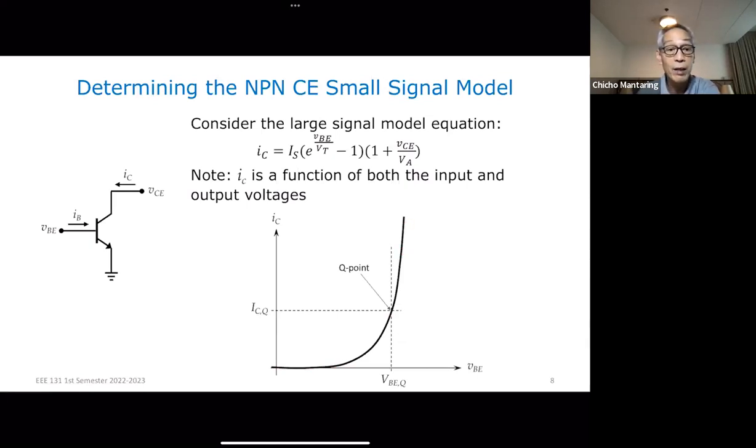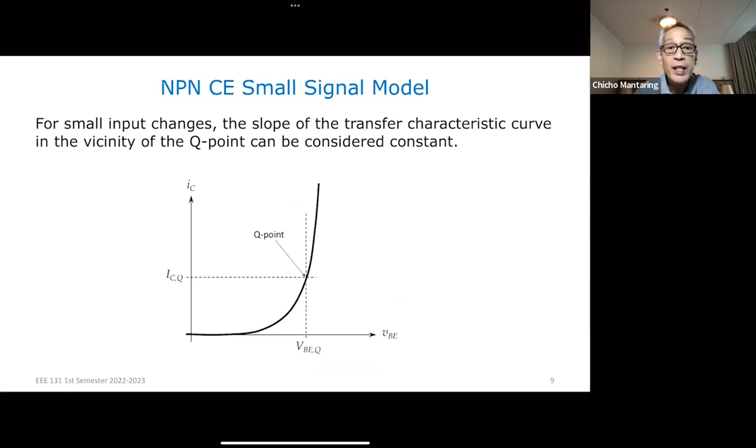your diode plot. And this Q point has to be established by your biasing circuit. So yung biasing circuit, we treat that separately. Remember, we are now splitting the analysis into two parts. One is the bias and the other is the small signal. So we would have computed for ICQ separately through the biasing circuit. Now, for small input changes, the slope of the transfer characteristic curve in the vicinity of the Q point can be considered constant. So this is how I show that.